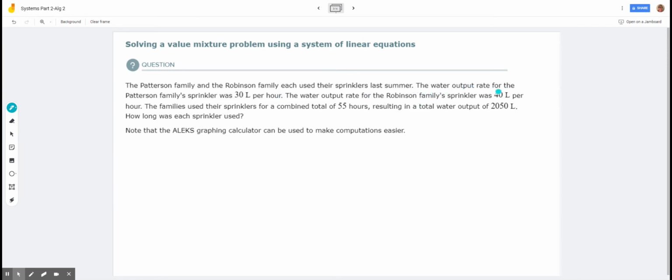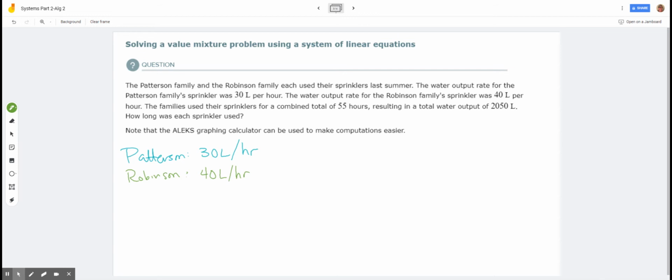The water output rate for the Patterson family's sprinkler was 30 liters per hour. So I'm just going to write this down right now because it's a lot to take in. 30 liters per hour. Okay. The water output of the Robinson family was 40. So I'm going to put Robinson. And this is a strategy of just writing down what you know while you're doing a problem, writing what you're finding out to organize the information.